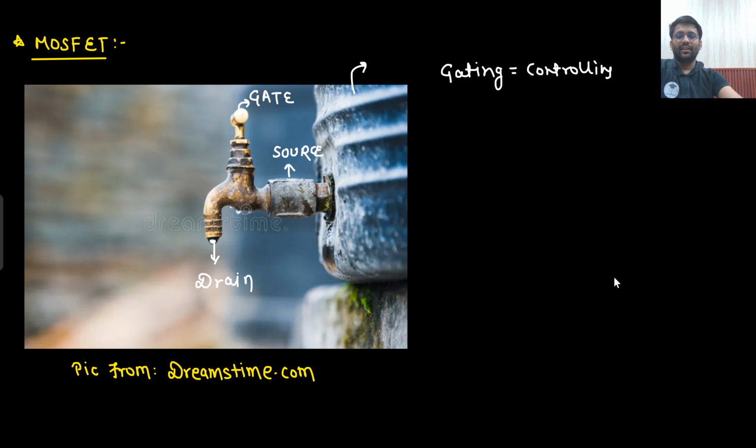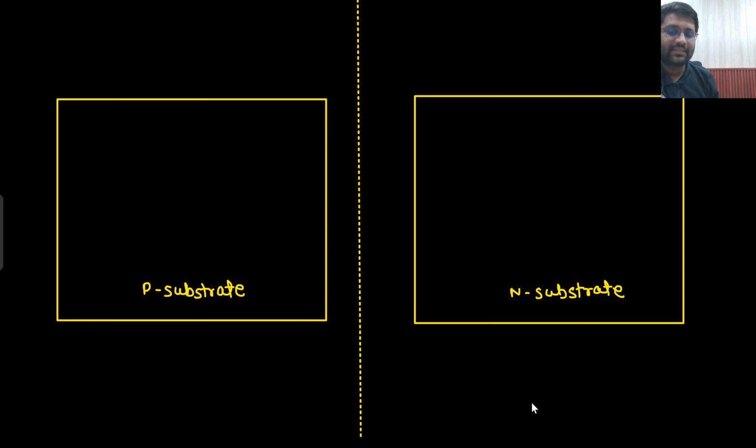We are not going there. As of now, these things are clear. So source is clear, gate is clear, drain is clear, right? And picture credit from dreamstime.com. Let's understand the MOSFETs. So let's design a MOSFET.